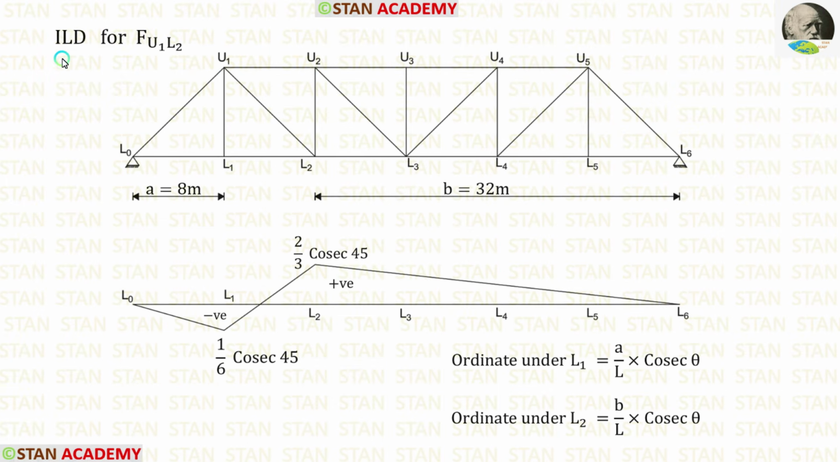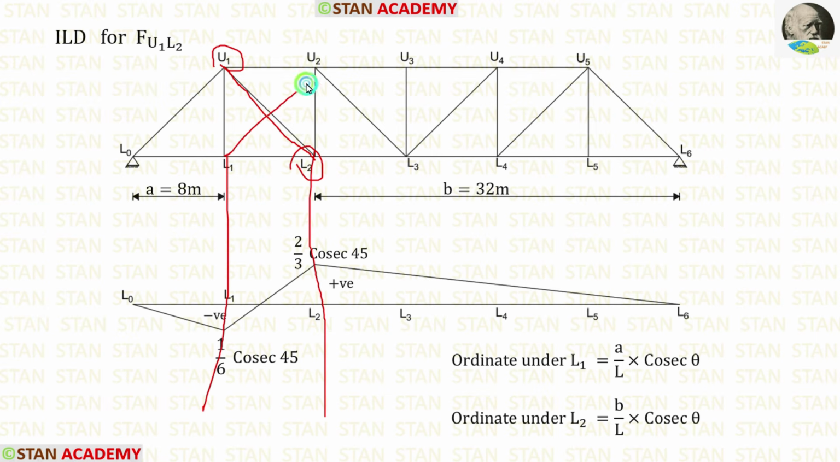Now let us make ILD for force U1 L2. For that, from U1 and L2, we have to make the projections. U1 L2 is in this direction. For ILD, we have to make a line in the opposite direction. You can see that I have made a line in the opposite direction. Then we have to connect with the L0 and L6.